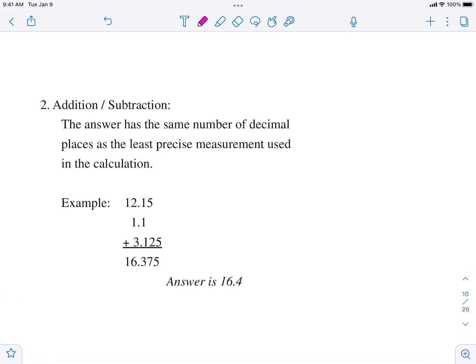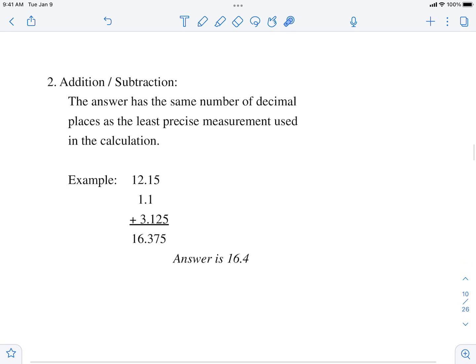Adding and subtracting. Adding and subtracting is a different process than multiplying and dividing, right? So let's take this example here. I have three numbers that I need to add up. So I line them all up over the decimal, okay? So I add them all up, and this is my raw answer, 16.375.